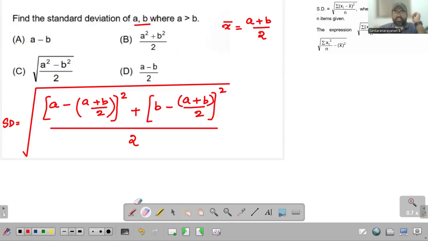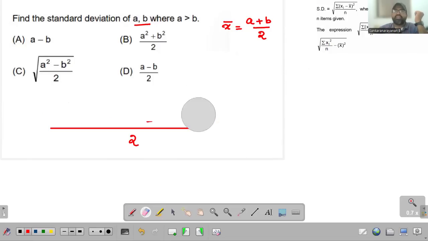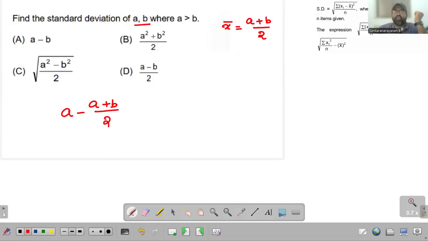Let us first simplify this. The formula I have actually written here. Now let us do the calculation step by step. The first step is you find the arithmetic mean. Now you find A minus (A plus B) divided by 2. How much will it be? You can see that this is nothing but (2A minus A minus B) by 2, that is nothing but (A minus B) by 2.